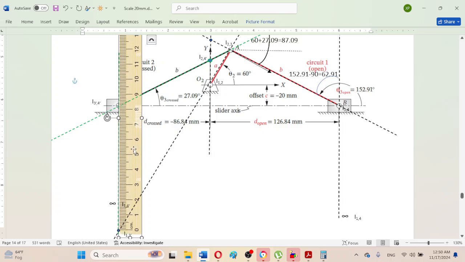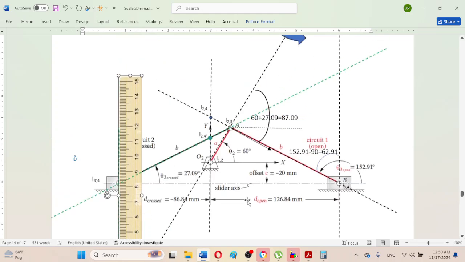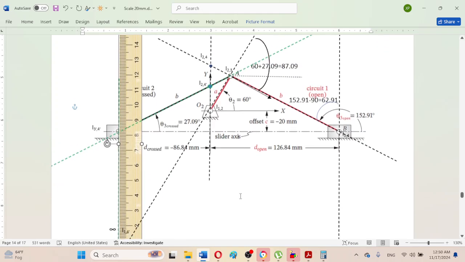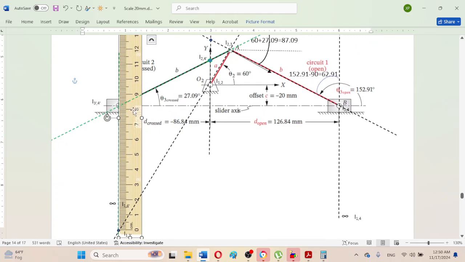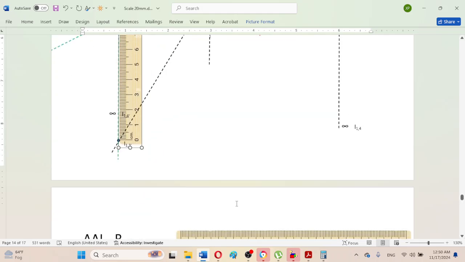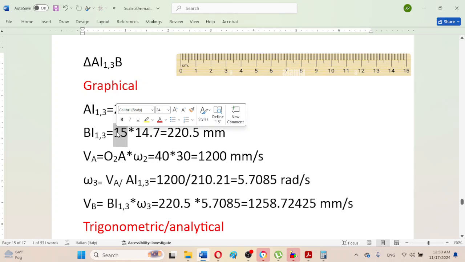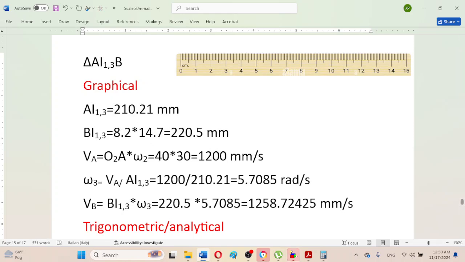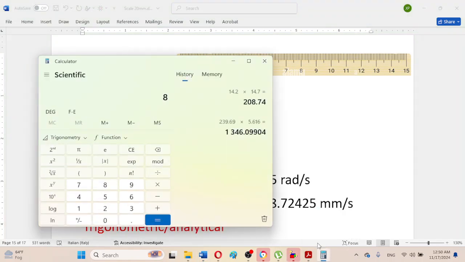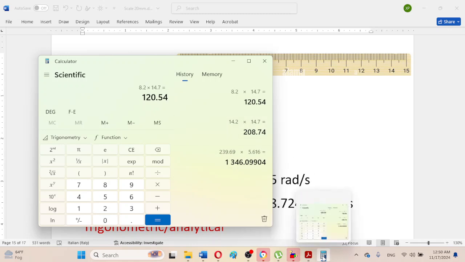So as we can observe here, that is equal to approximately 8.1, 8.2 for example, 8.2 centimeter. So multiply it by 8.2, multiply it by 14.7, so this comes out to be 120.54.